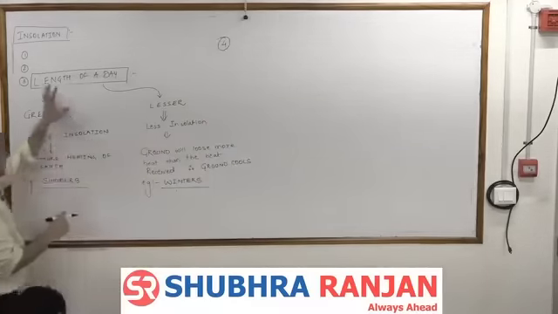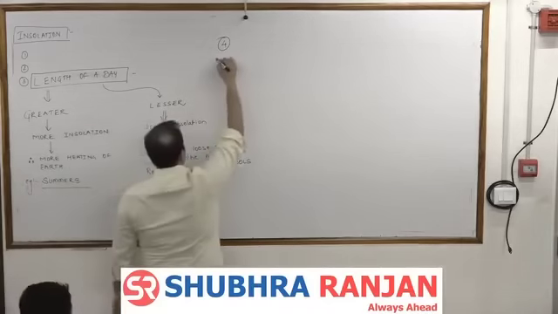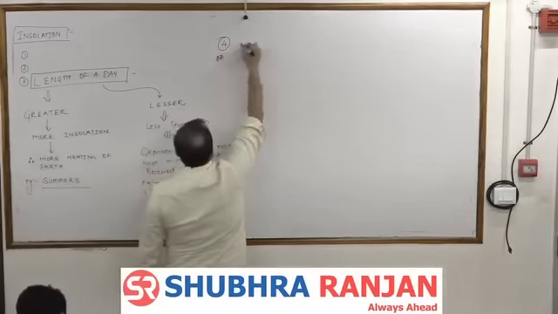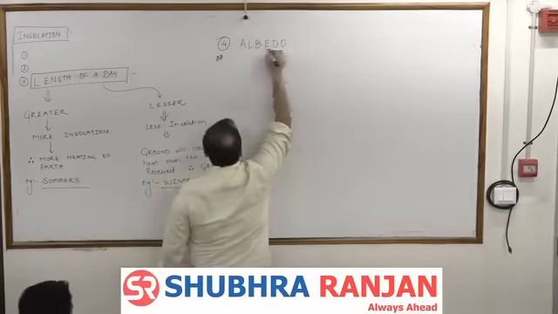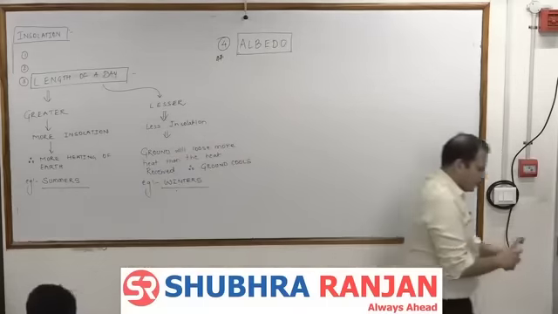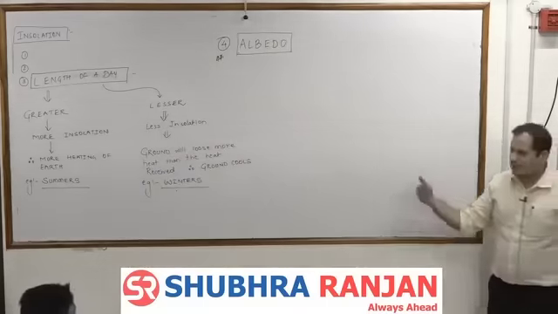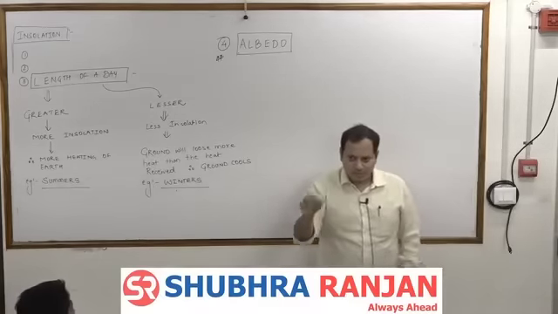So this is the third factor, and for our exam, the most important factor is the albedo. The albedo. This is the word you must have heard frequently in the news also. Albedo of the earth is decreasing. So what is albedo?